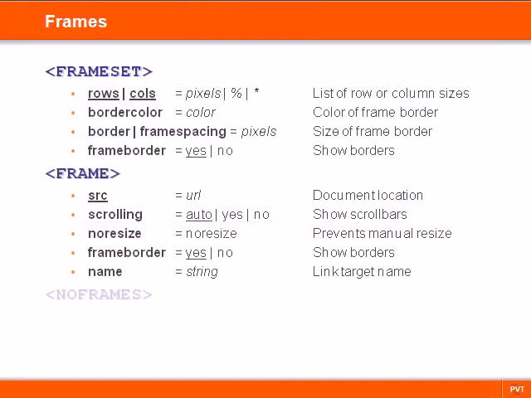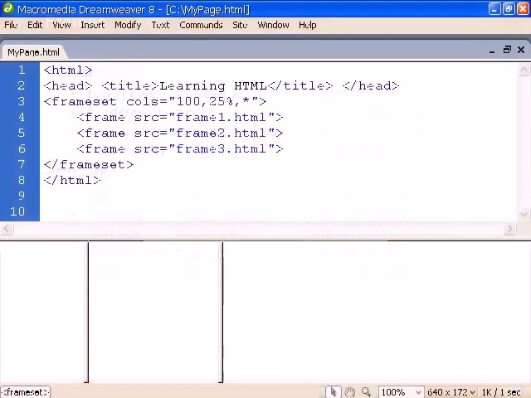Within the frameset, we add a number of frame elements equal to how many we have specified using the cols or rows attribute. The source attribute, which gives the location of each document, needs to be included. The frames are added from left to right and top to bottom.